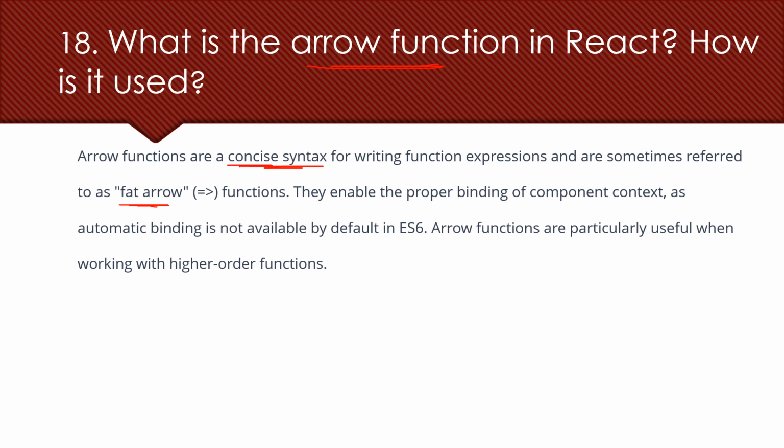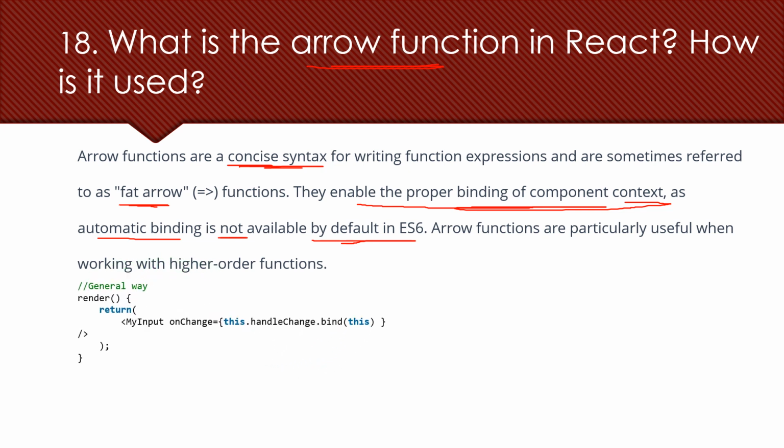These fat arrow functions or arrow functions enable the proper binding of component context, as automatic binding is not available by default in ES6. So this is very important to understand, like ES6 does not support automatic binding. So when we use these arrow functions syntax, it will help to bind these objects.